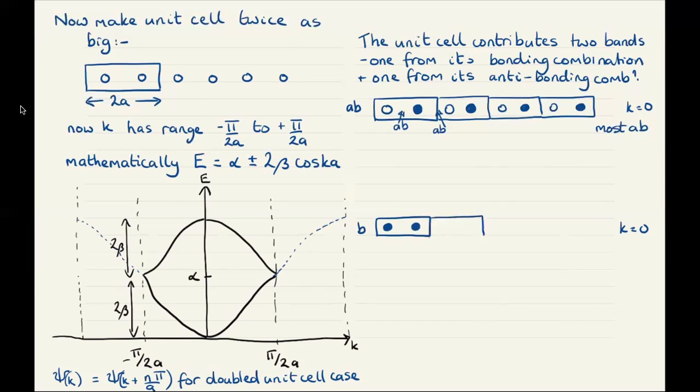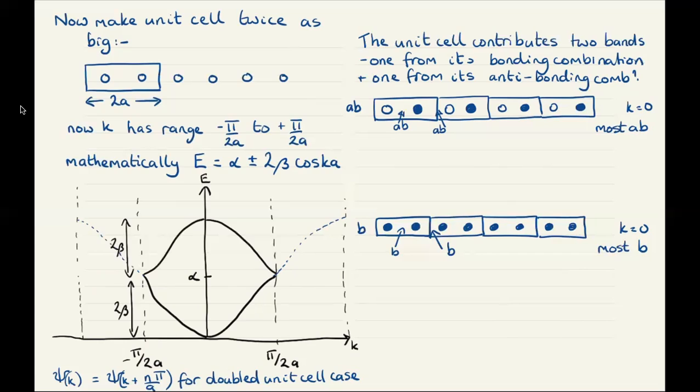Likewise, the bonding combination at K is equal to 0 has each unit cell identical to its neighbor, and so it's both bonding within the unit cell and bonding between the unit cells, and so this is the most bonding combination. And so these two combinations correspond to the most bonding and the most antibonding combinations that we see on our band structure here.